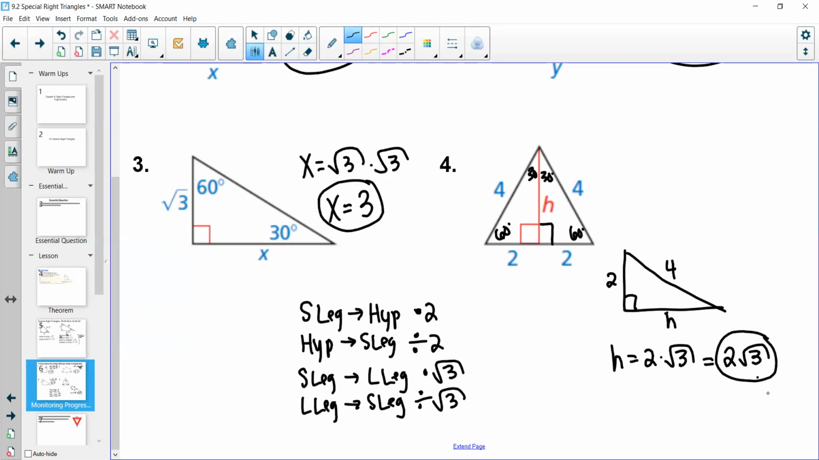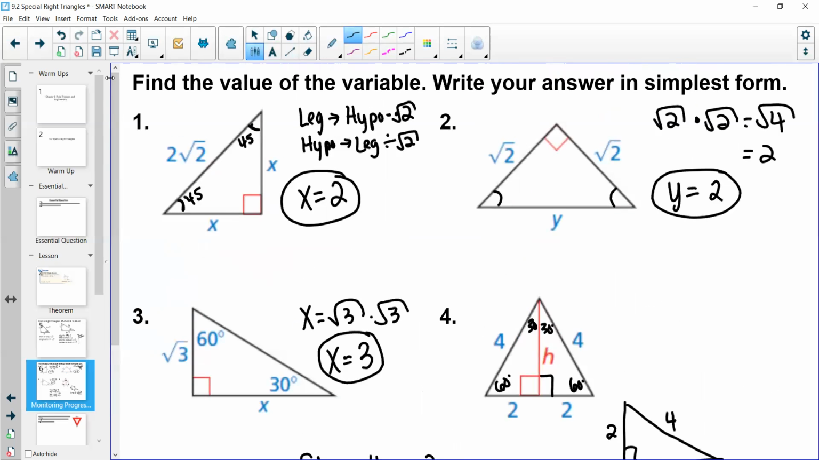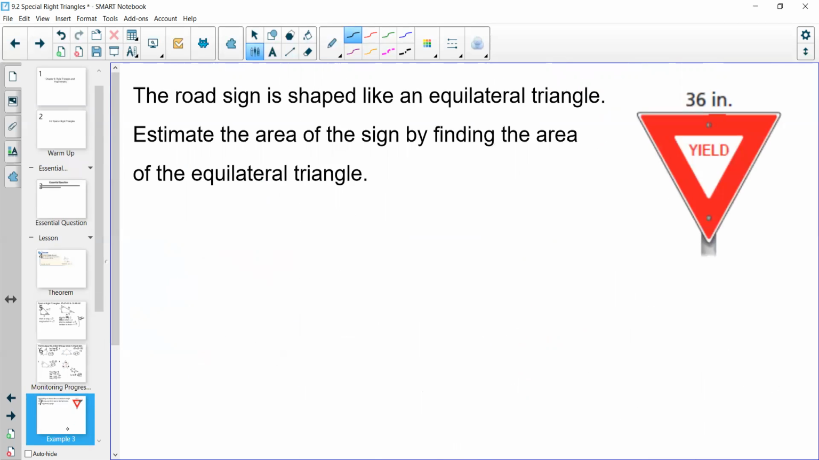Okay, so that's basically how those apply. Now let's take a look at a couple of application problems in which we might use this in the real world. So for example, here, the road sign is shaped like an equilateral triangle. Estimate the area of the sign by finding the area of the equilateral triangle. Well, in this case, I know that this distance is 36, which also means this distance is 36 and this distance is 36. Now, as we saw in that previous example, if I create the height of this, this actually creates those 30-60-90 triangles. So 30, 30, 60, 60.